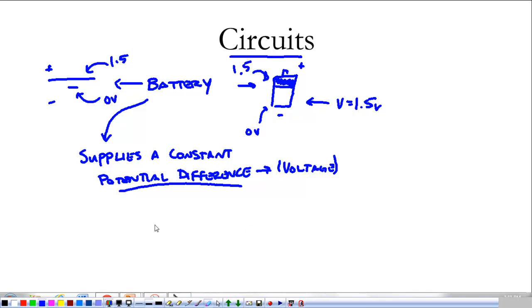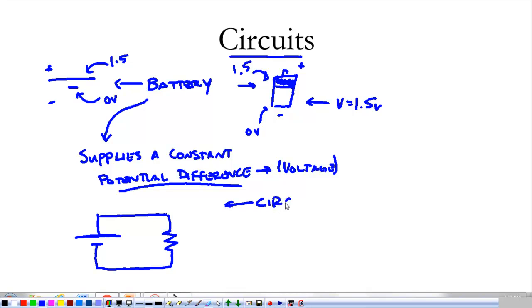Just a little note on these circuit diagrams. All we're going to look at are resistors and batteries in this class. So this would be a circuit diagram. These things are pretty easy. So this thing right here is a battery. This is a resistor, the squiggly thing.